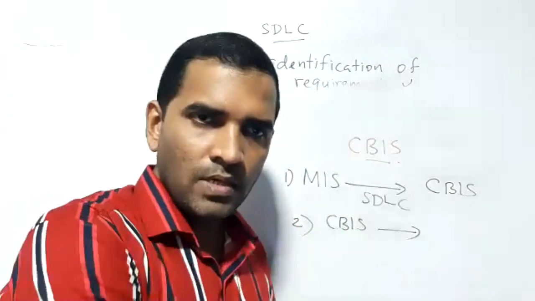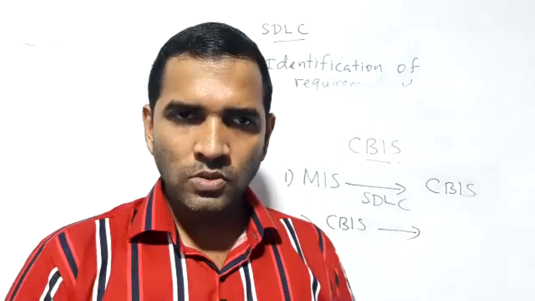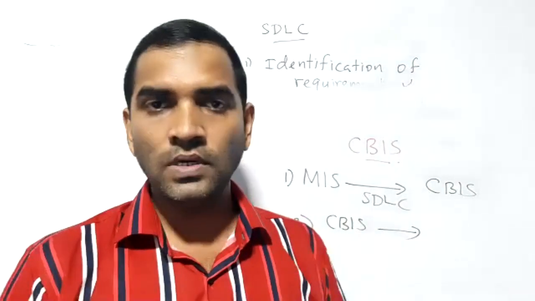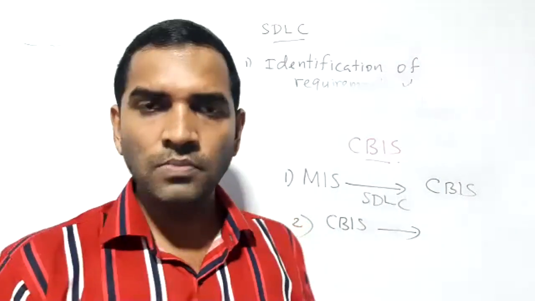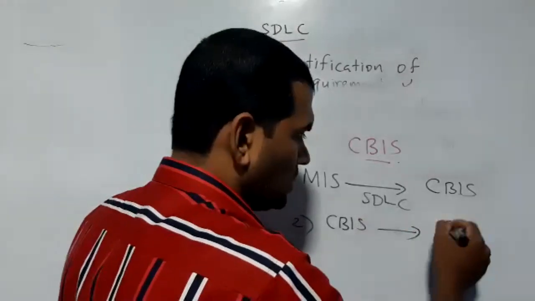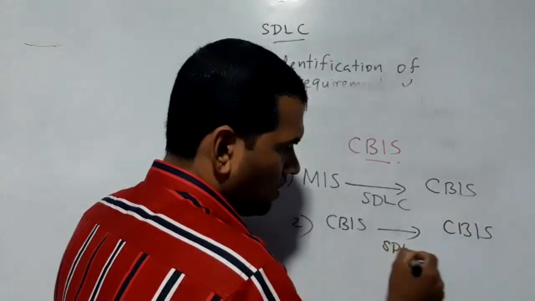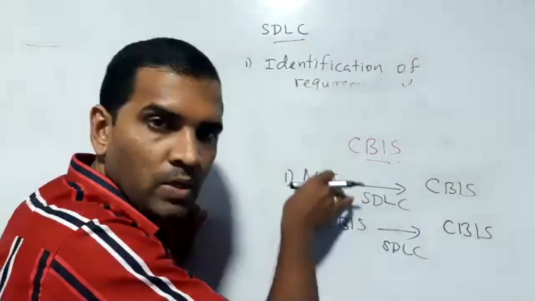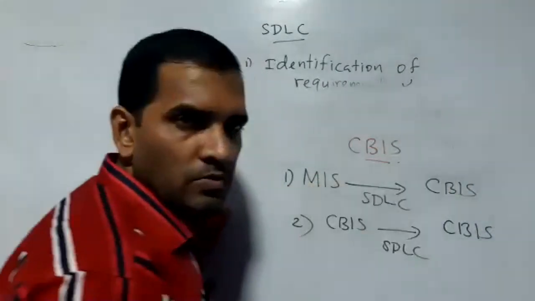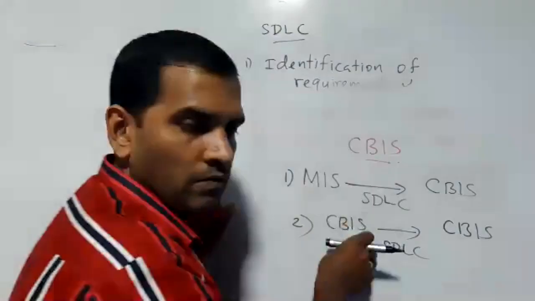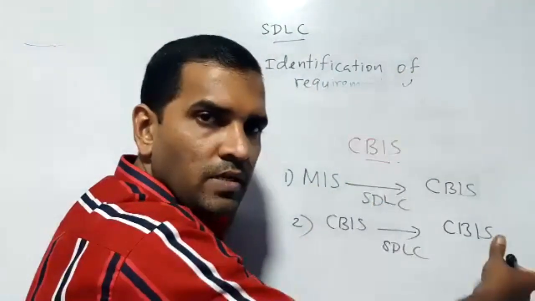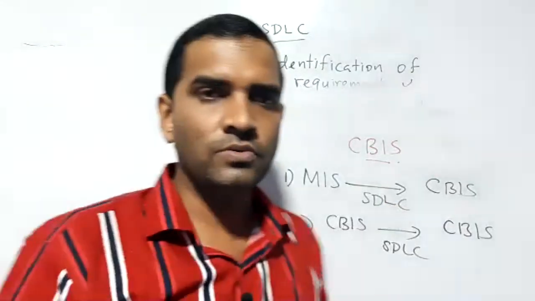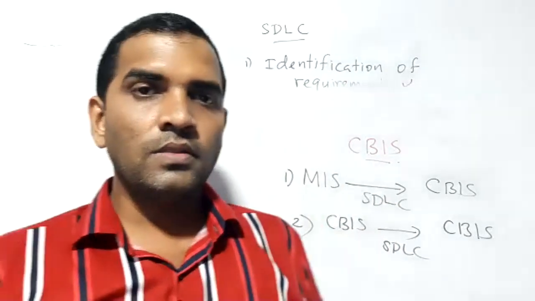So you have a CBIS now, that is your present system. You need to modify that into a further well-featured CBIS. So there also you use SDLC. Have you understood? In the previous instance, you had a manual information system and you converted that into a CBIS. Now you have a CBIS, but you want to convert that into another, well-facilitated CBIS. There also you use SDLC. There can be one more situation where we use SDLC.